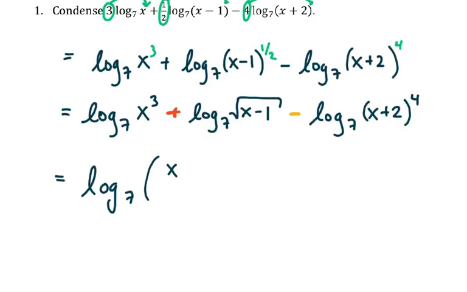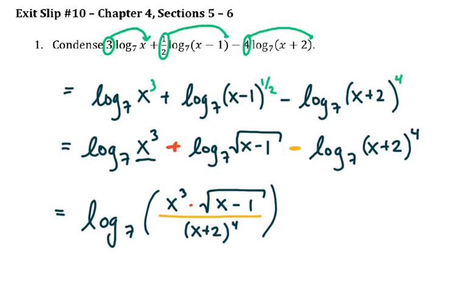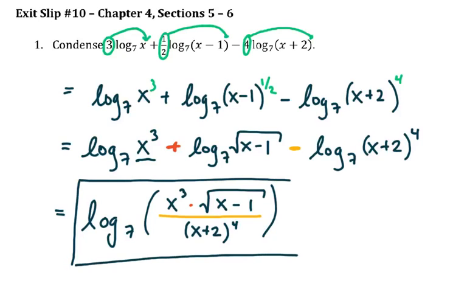So I can multiply x cubed coming from this first log with the piece coming from the second log, which is the square root of x minus 1. So you see my addition compressing to multiplication. Next, I'm subtracting log base 7 of (x plus 2) to the 4th, which means I can simply divide by the quantity x plus 2 to the power of 4. And that would be a great way to leave our final result. We have condensed the logarithm as directed so that it's just expressed as a single log.